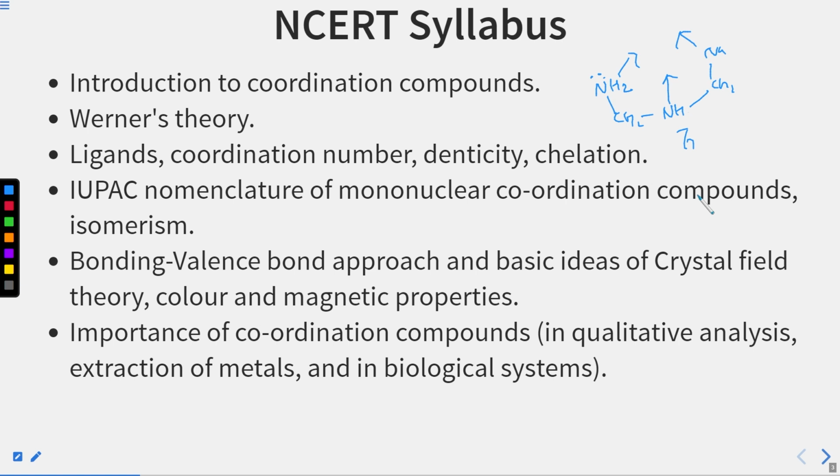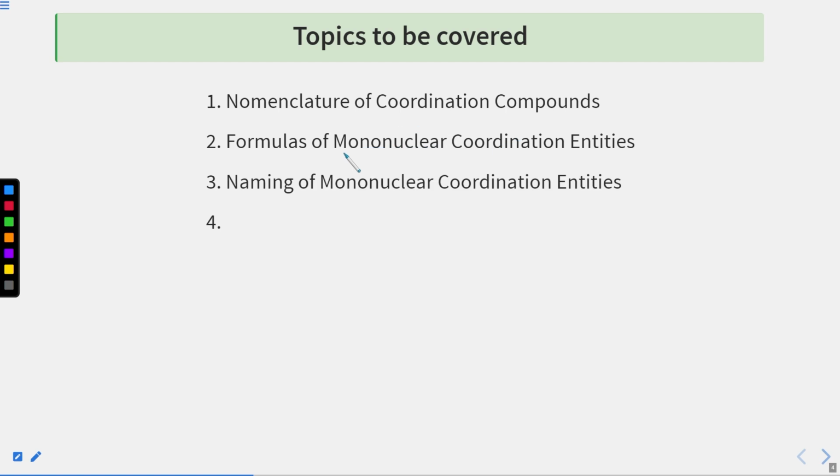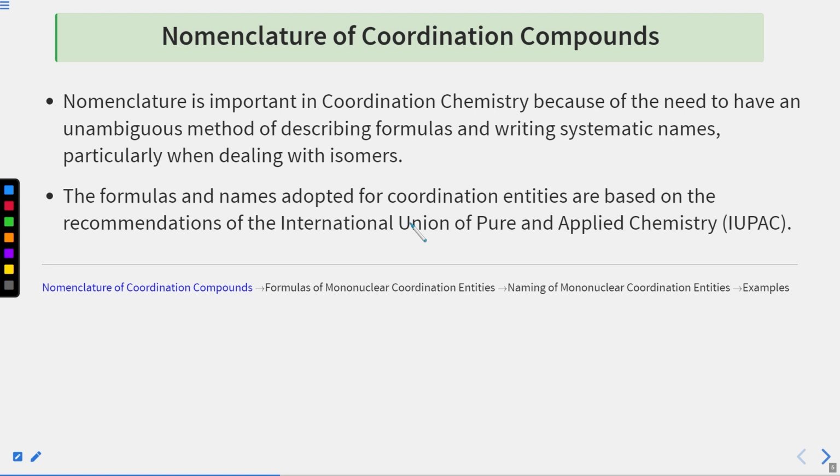Now let us move to today's topic. Today's topics are, first of all, the nomenclature, and second, the formulas of mononuclear coordination entities. What is the meaning of mononuclear? It means only one central atom is present. We will see the naming of these mononuclear entities and their examples. Nomenclature of coordination compounds is very important, and there is a specific systematic way of writing the names of coordination compounds, all based on IUPAC, the International Union of Pure and Applied Chemistry.